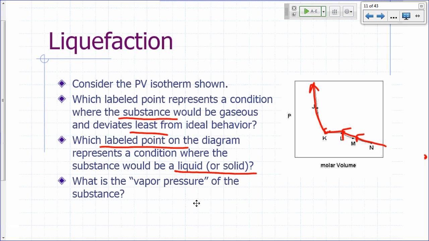What would be the vapor pressure of your substance? At what point is the pressure here equal to the vapor pressure of the substance? That would be the pressure at points K or L, right? So this is the vapor pressure at this temperature.